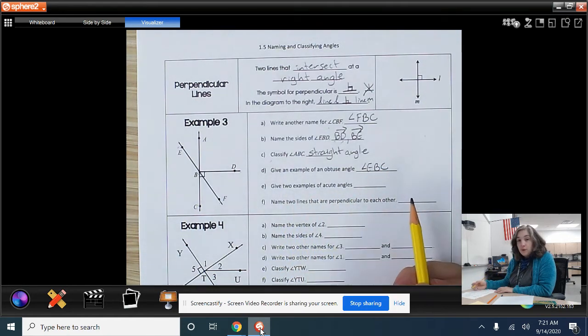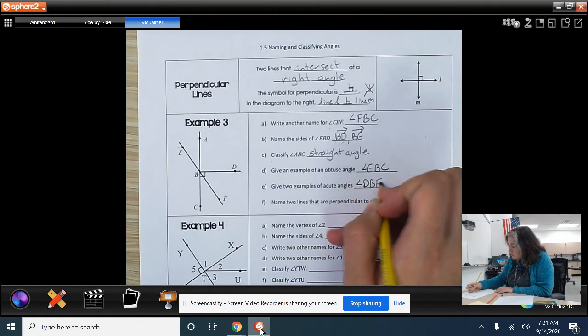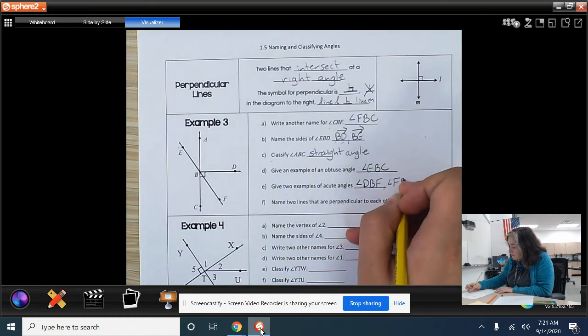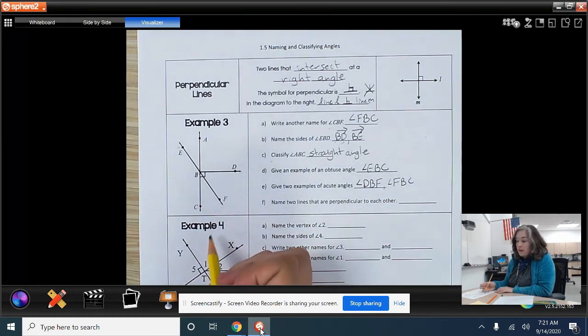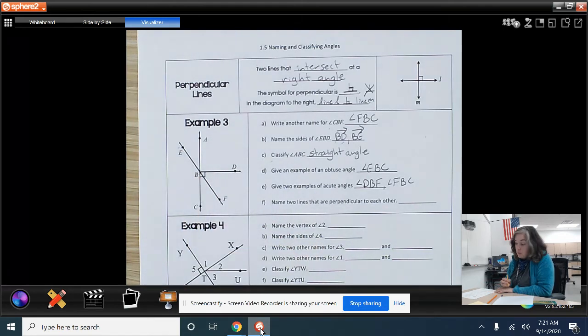Give two examples of acute angles. Well, I'm looking for small little angles. I'm going to pick DBF and FBC, because I can see that's a perfect 90-degree angle, therefore they must be acute because they're smaller than that.